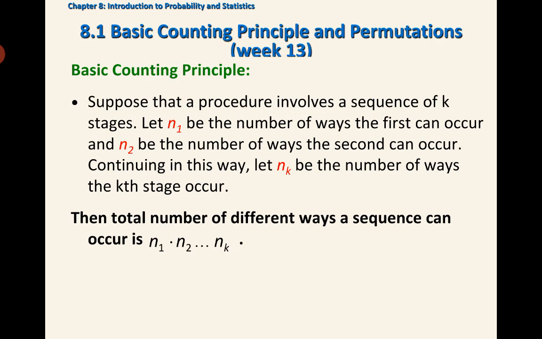Let's start with the definition. Basic counting principle. Suppose that a procedure involves a sequence of k stages. There are k stages, and let n1 be the number of ways the first stage occurs. So in the first stage, you have n1 ways for the event to occur. In the second stage, there are n2 ways.